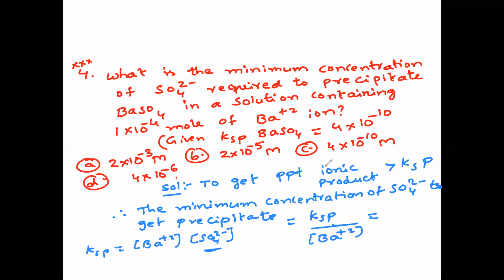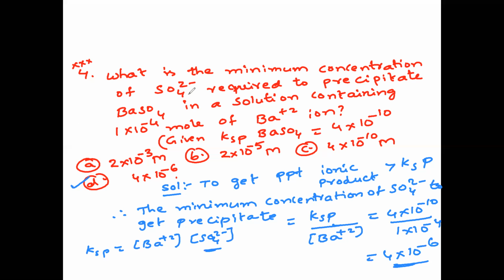So what is the Ksp value of this? It is equal to 4 into 10 to the power of minus 10 divided by the concentration, which is 1 into 10 to the power of minus 4. So it is equal to 4 into 10 to the power of minus 6. So the answer is the fourth option. This model is very, very important. Please do it. These types of questions are most important in the examination. Definitely you are going to get one question like this.